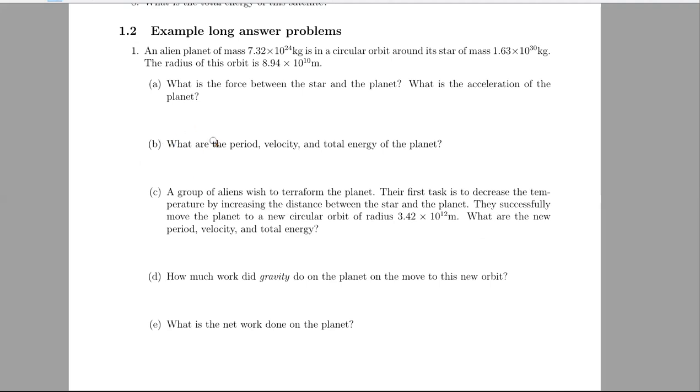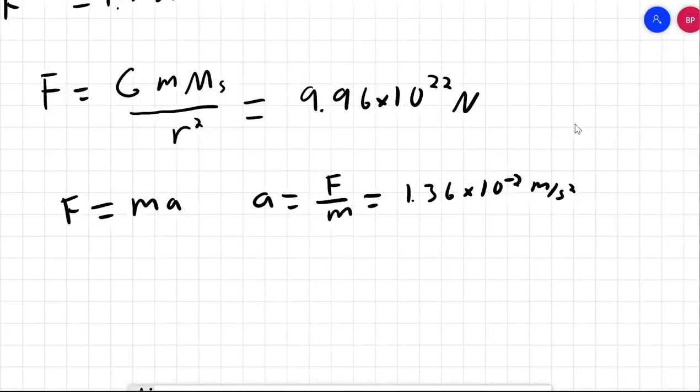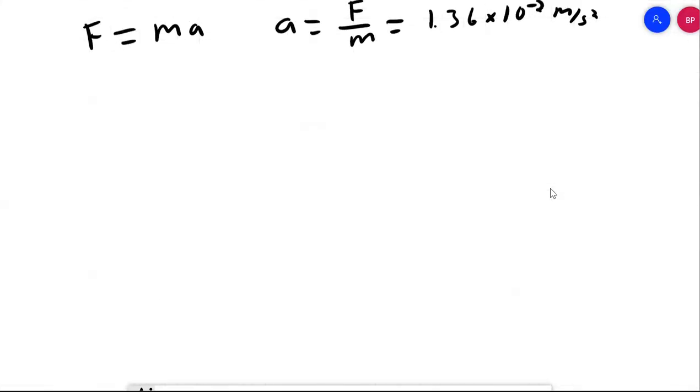All right, so the next question asks, what are the period, velocity, and total energy of the planet? All right, so we already derived our equation for the period. It's that.